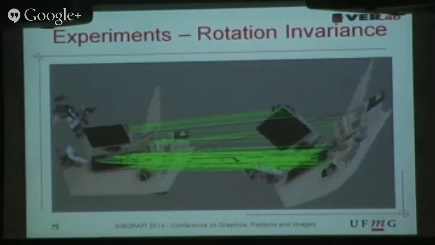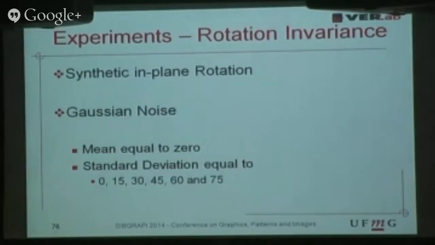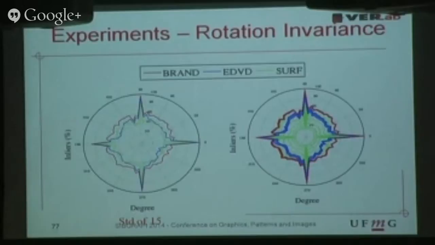As far as rotation invariance is concerned, we did this using synthetic in-plane rotations and introduced Gaussian noise. And these are the results. I think I'm boring you with so many graphs, so it's hard to look at them all. But anyhow, what you do is increase noise and see how your descriptors behave. Again, inliers are along the radial direction, and this is the coverage in terms of inliers. You can see that BRAND and EDVD tend to be more stable even as you increase noise. And SURF actually varies quite a bit depending on the amount of noise you have in your data.